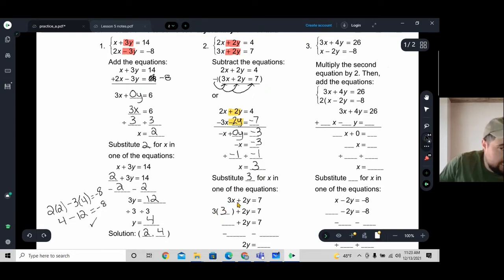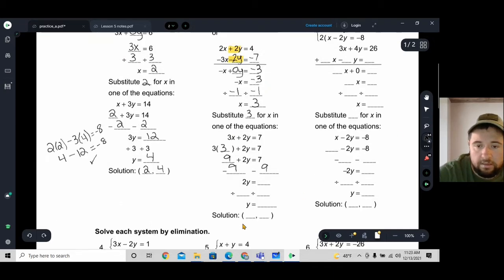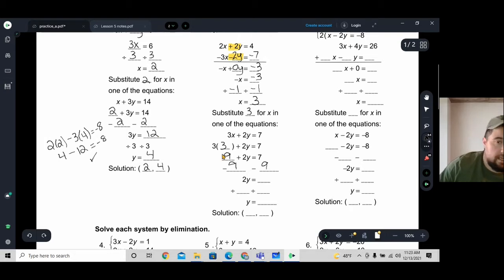So where it says 3x plus 2y is 7, we're going to put a 3. So 3 times 3 plus 2y is 7. 9 plus 2y is 7. We're going to subtract 9 from both sides. 9 minus 9 is 0. 7 minus 9 is negative 2. We're going to divide by 2 on both sides, and we're going to get y equals negative 1.